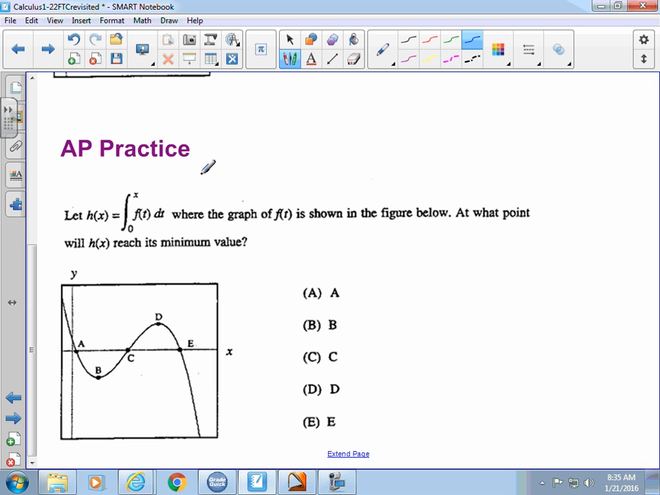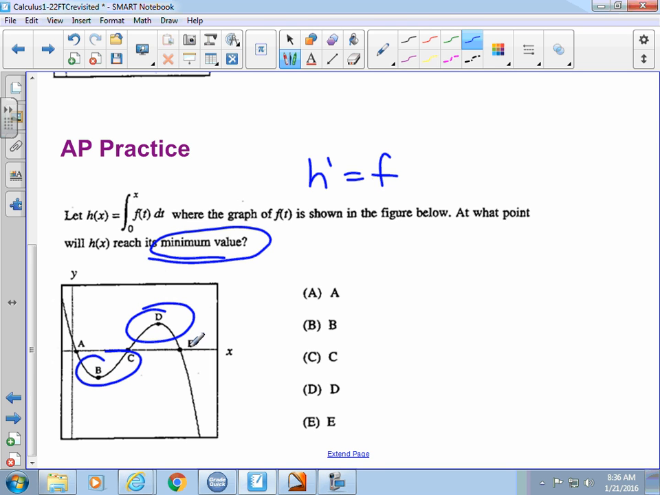Okay, why C? We're changing, so I want a minimum value, right? And we decided that h prime is f. This is the graph of f. So this is the derivative graph. To find a minimum, the derivative would need to change from negative to positive. Everyone agree with that? So that does fall at point C.